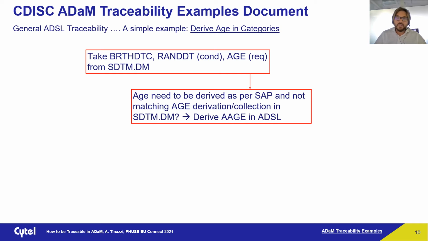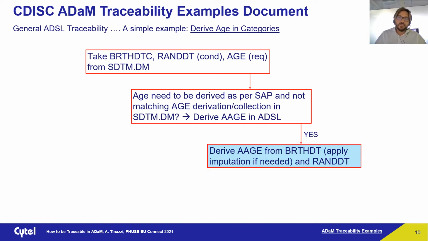It could be that the statistical analysis plan has a definition of age that does not match the age either entered or derived in SDTM. In that case, we will need to create a new variable age in ADSL, but for traceability purposes, as said before, and for the other fundamental principle, we will not change the original value. So we will not change the original age variable from SDTM, but instead we'll create a new variable and name it AGEA, to say analysis age, from which we then derive our age in categories.